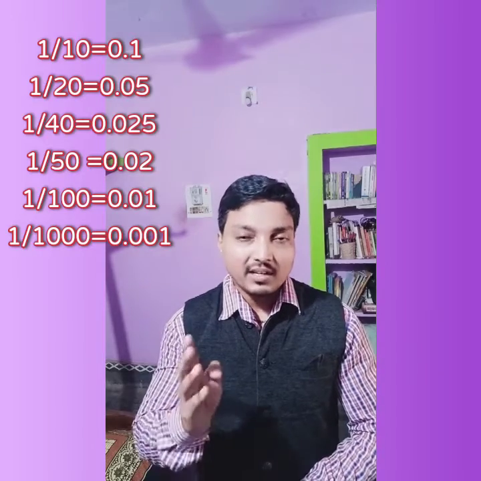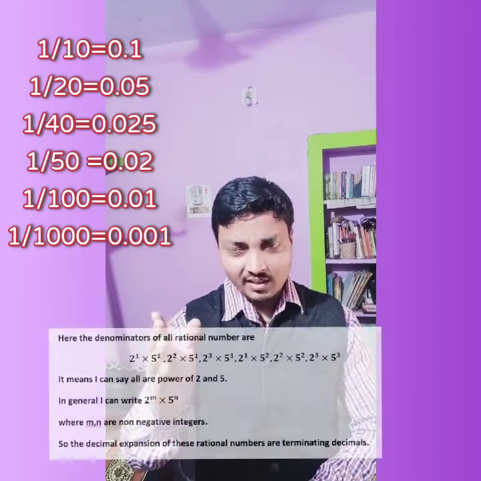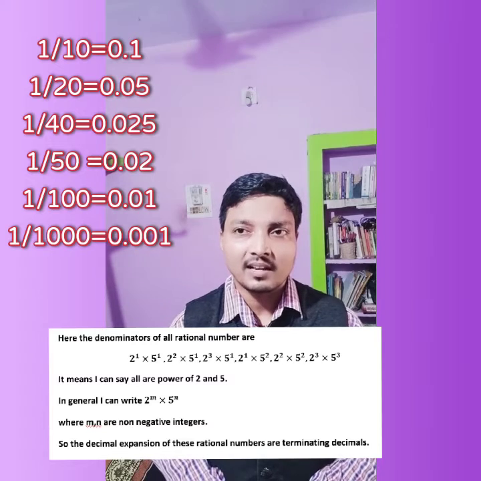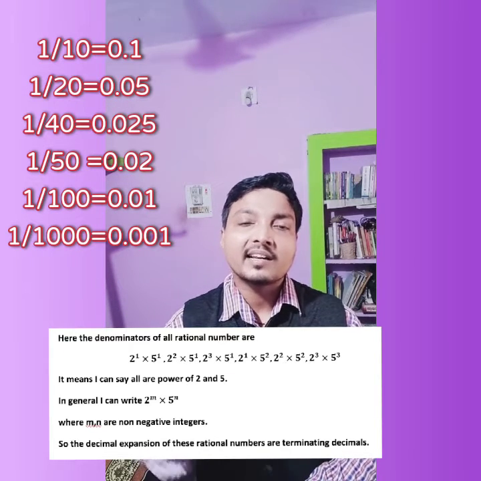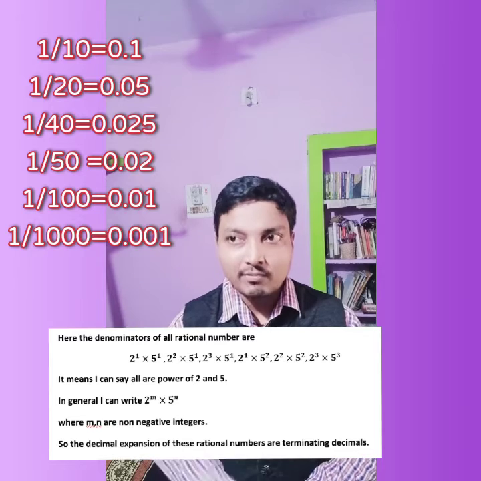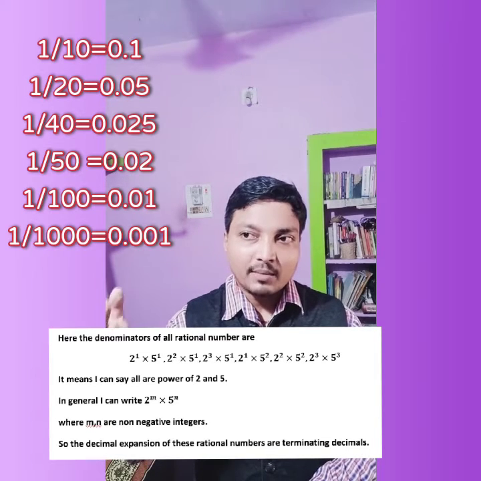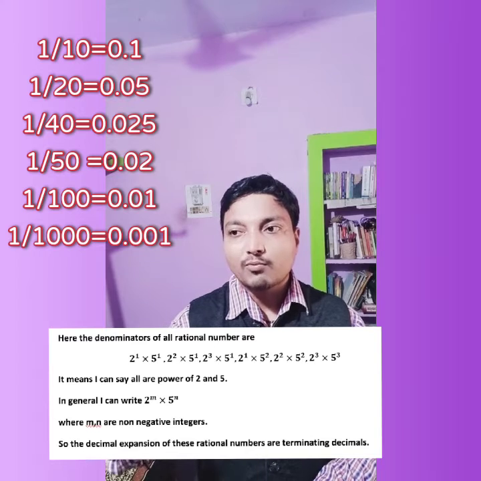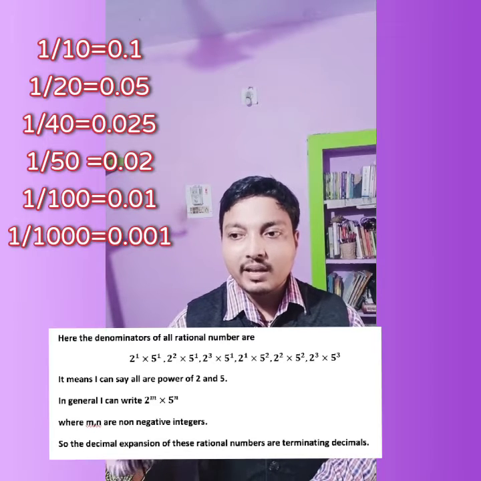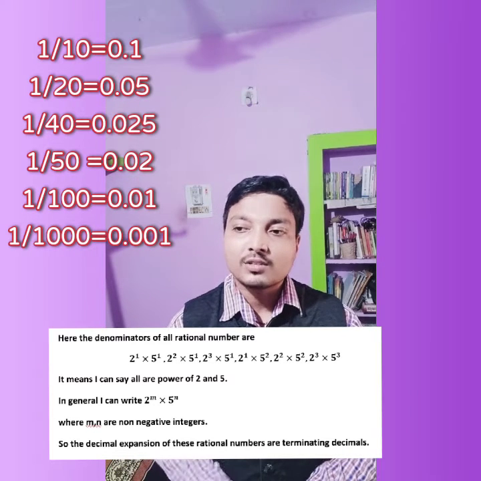So whenever we check the denominator of the rational number, we always find that the factorization of the denominator can be written in the form of 2 to the power 1, 5 to the power 1, somewhere 2 square 5 to the power 1, somewhere 2 cube 5 to the power 1, somewhere 2 to the power 1 5 square, somewhere 2 square 5 square, somewhere it is 2 cube into 5 cube.